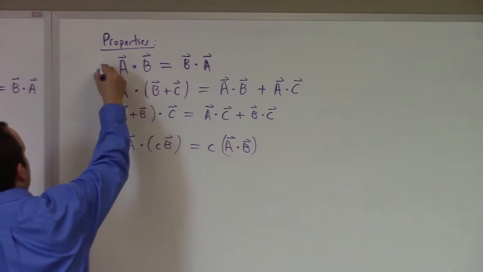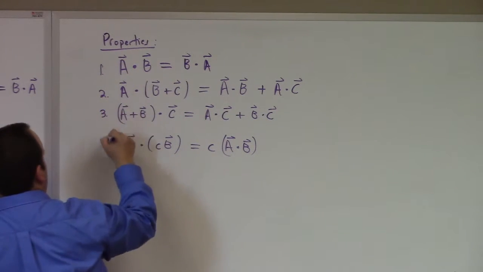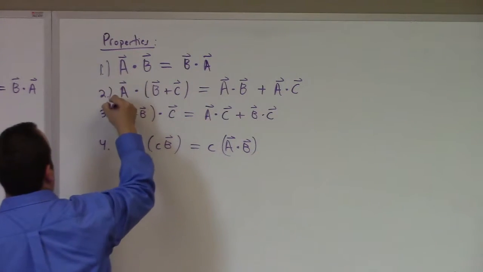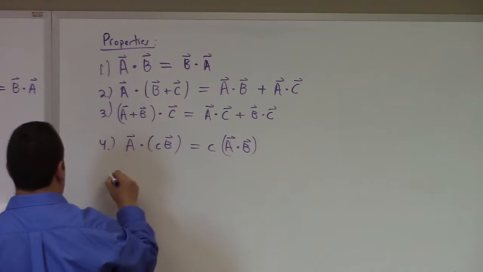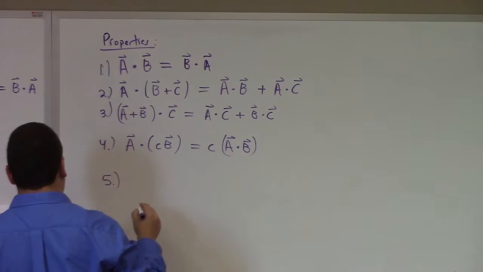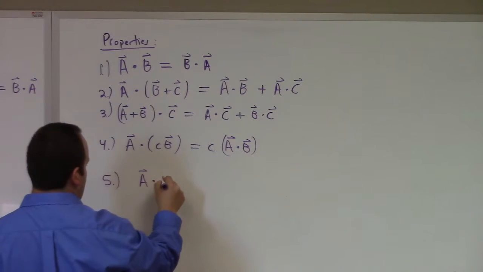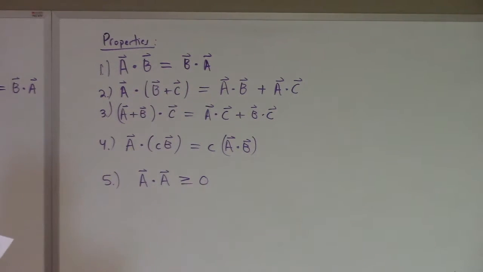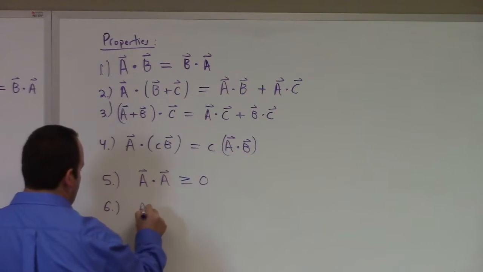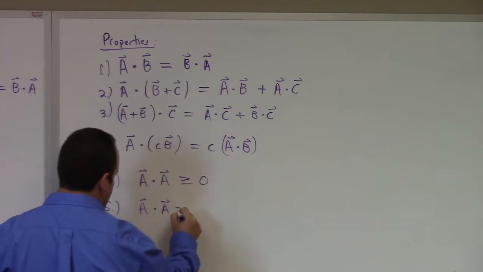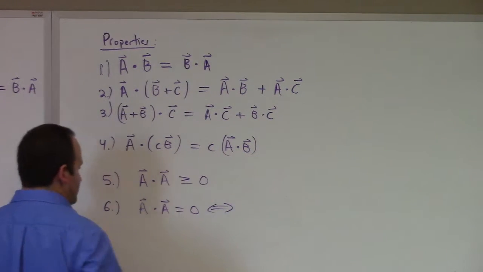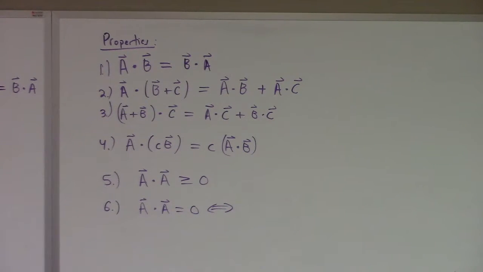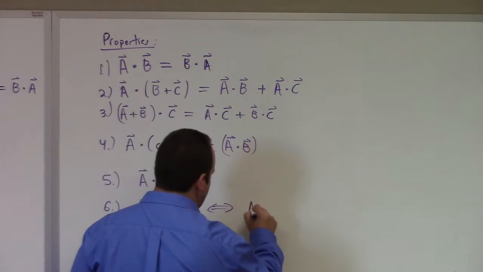And okay, so it's 1, 2, 3, 4, 5. It's non-negative. A dot A is greater than or equal to 0. But more than that, when can it be 0? The dot product of a vector with itself. It's 0 when, and only when what? Yeah, only for the 0 vector. Only if A is equal to 0 itself.